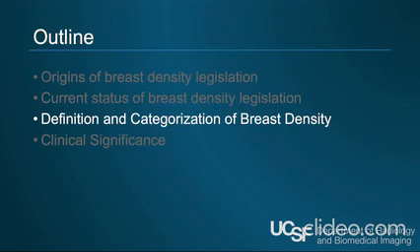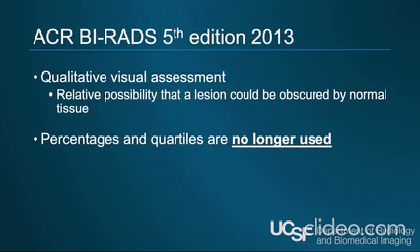So next, we'll talk about definition and categorization of breast density. Based on the most recent edition of BI-RADS, the 5th edition, assigning breast density is based on a subjective visual assessment by the radiologist. The density that's assigned indicates the relative possibility that a lesion could be obscured by the surrounding fibroglandular tissue. And it's important to note that this is a change from how we used to define breast density in the 4th edition of BI-RADS. The method that used to be used was quantitative percentages and quartiles, and this is no longer used. It's also important to note that our current qualitative assessment also differs from how most automated software models assign density, which is mostly quantitative.